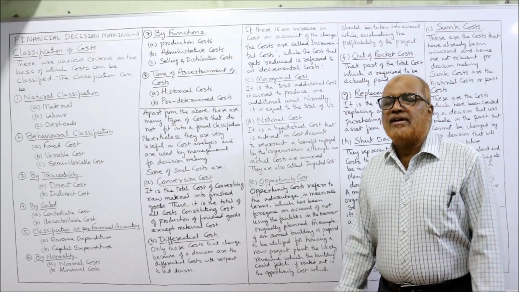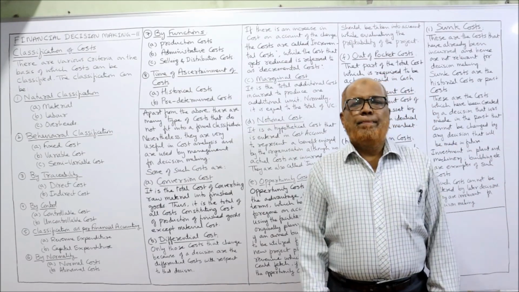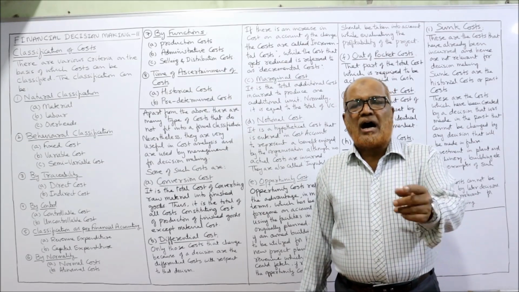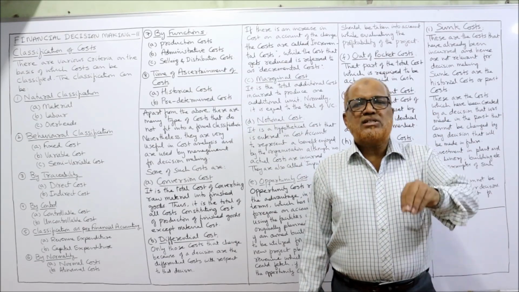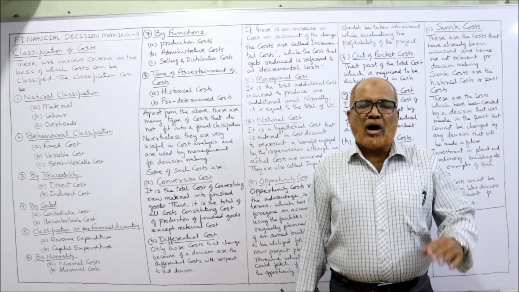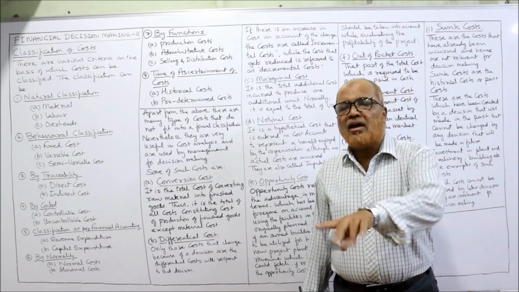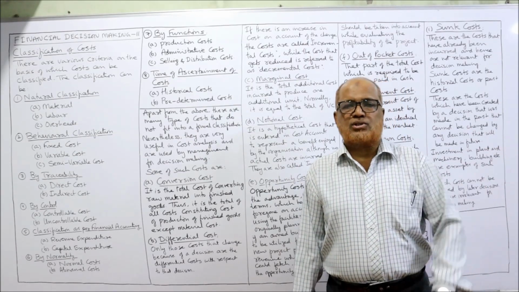Next comes time of ascertainment of cost. When we are recording the cost, if we are recording the cost after incurring the cost, it is called historical cost. First we incur the cost, then we record the cost. So after paying the cost, then recording the cost is called historical cost or past costing.